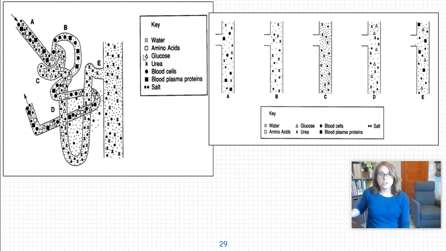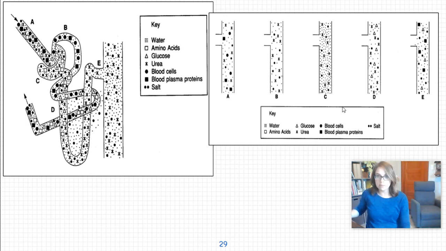And notice that these tubes, even though it's all in black and white here, are separate. Then you're going to use this key and figure out what molecules are in the different sections of the nephron. This one's just an example of what a normal healthy nephron would be doing at all of the different phases and stages of filtration, secretion, and reabsorption.